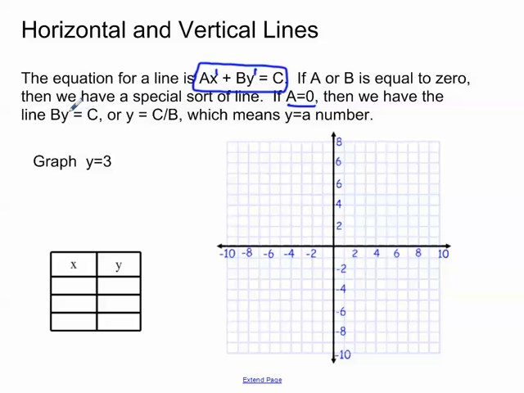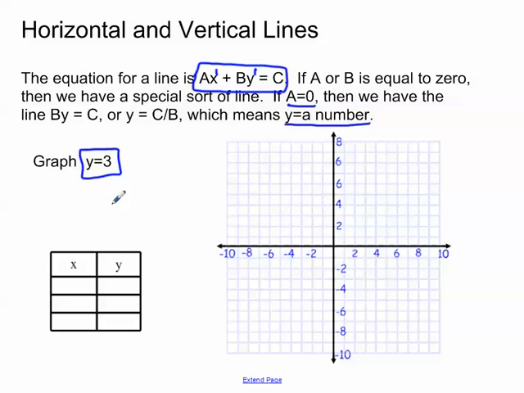And we're left with just by equals c, or by the rules of algebra that we learned in chapter 1, y equals c divided by b, or really just y is equal to a number. So if a is equal to 0, then y is equal to a number. We have an example like this: y is equal to 3. So this would still be a line. It fits into our linear equation in two unknowns, because a is equal to 0, that term goes away, and we've got y equals some number.